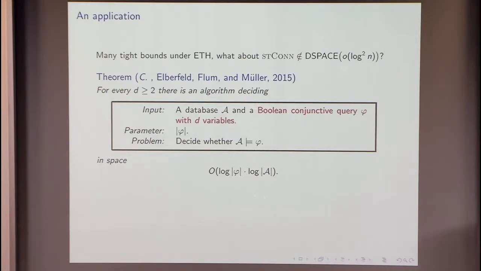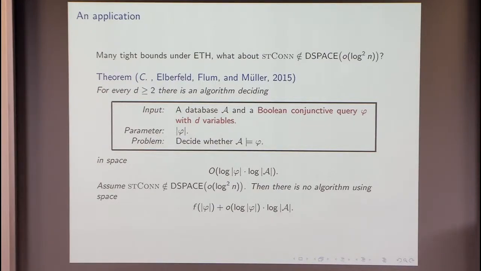So we can show this problem can be solved in space O(log |phi| · log |A|). It's not very easy, but also not very difficult. And assume STCON is not in space little o of log squared n, then there is no algorithm improving this. So there is no algorithm using space f of phi, no matter how bad f is, plus little o of log |phi| times log |A|, the size of the database. Okay, so this tells you the Savitch algorithm using STCON cannot be improved. We can really derive the optimality of certain algorithms.